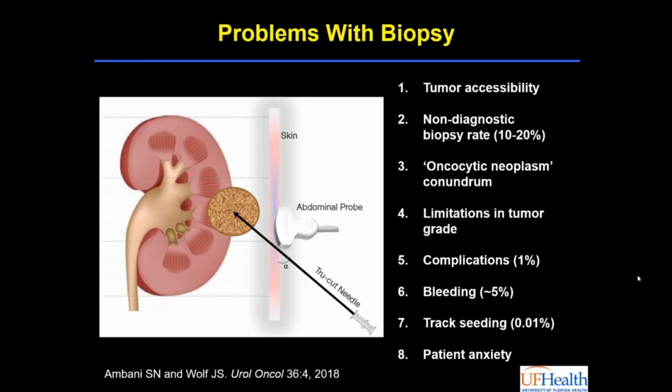So sometimes they give us an intermediate or indeterminate result, and we have to try to interpret, well, again, is it cancer or benign? So that is also something we see not infrequently.